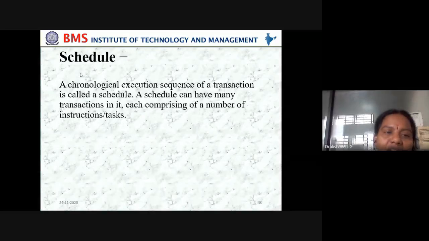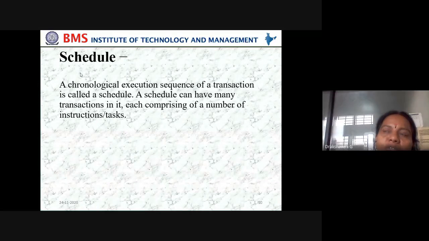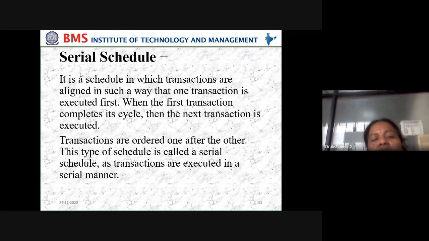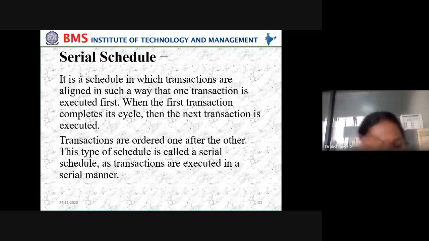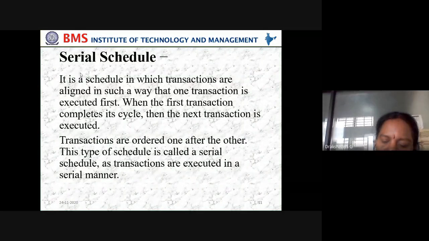Serializability, one after the other we have to do. Then schedule. How is your timetable scheduled for this particular time to this particular time? So that is what the schedule is. Then serial schedule, one after the other, the order is there. Like now we call your USN numbers, then first Asta will respond to us. That's the order being maintained in a serial schedule.